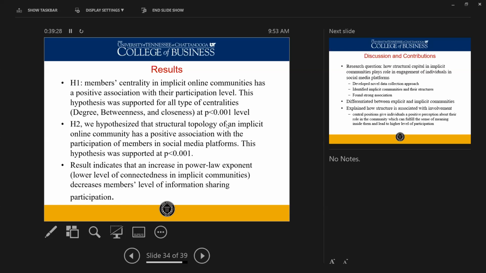The results indicate that an increase in the power law exponent, which is a lower level of connectedness in the implicit communities, decreases the level of member information sharing. So if a member is connected to the community at a low level, not very well connected, then they participate less and share less information. That is what we found.